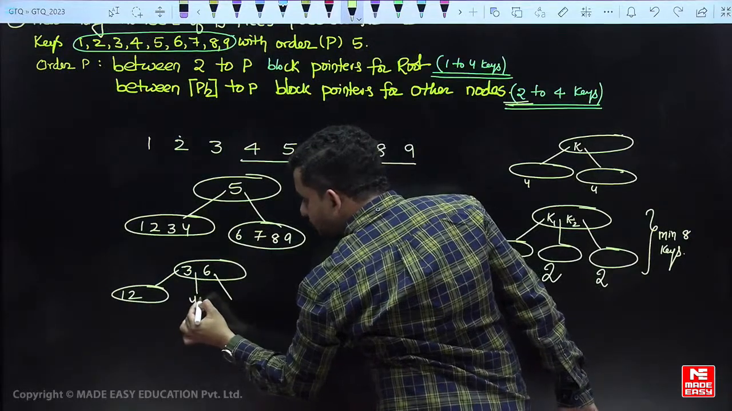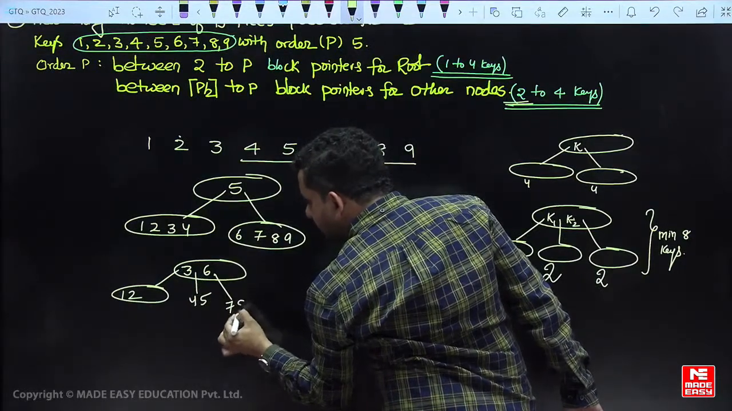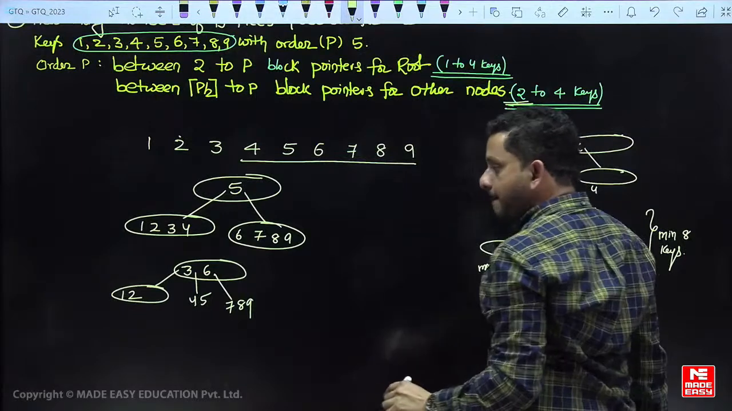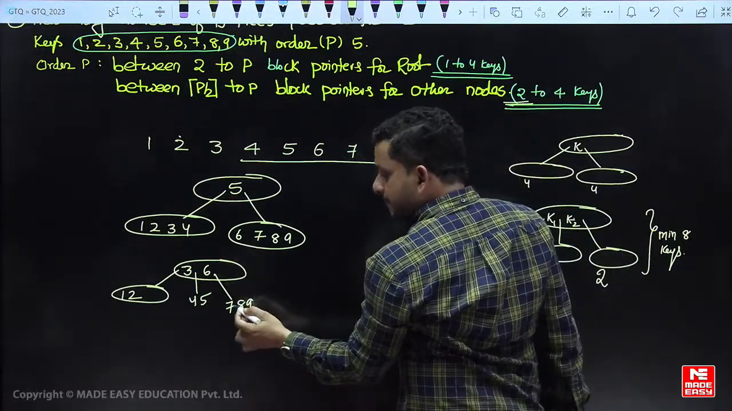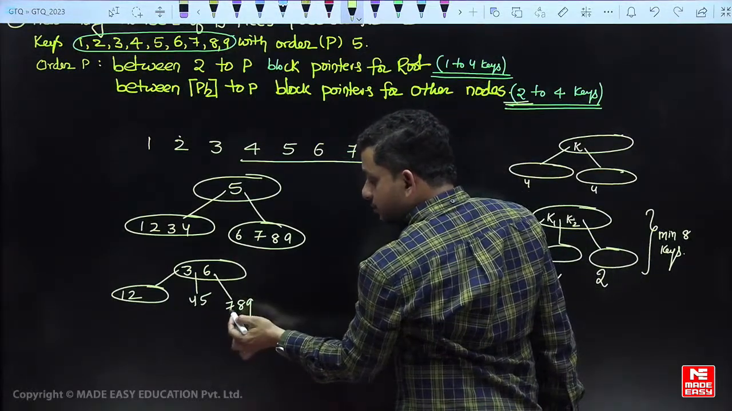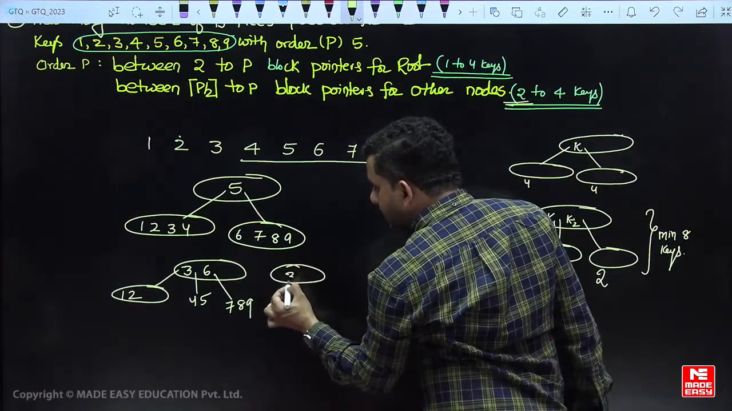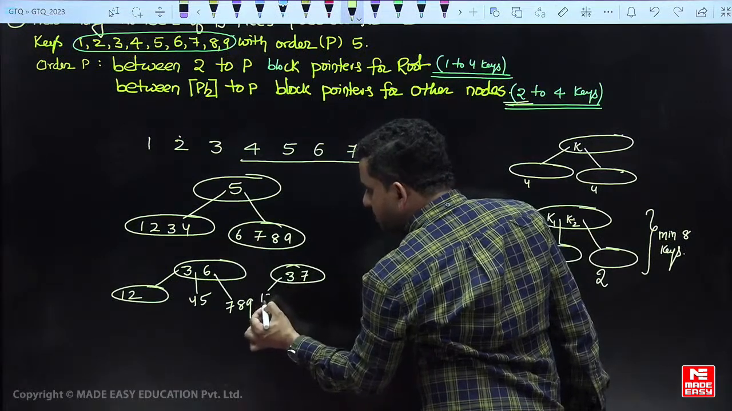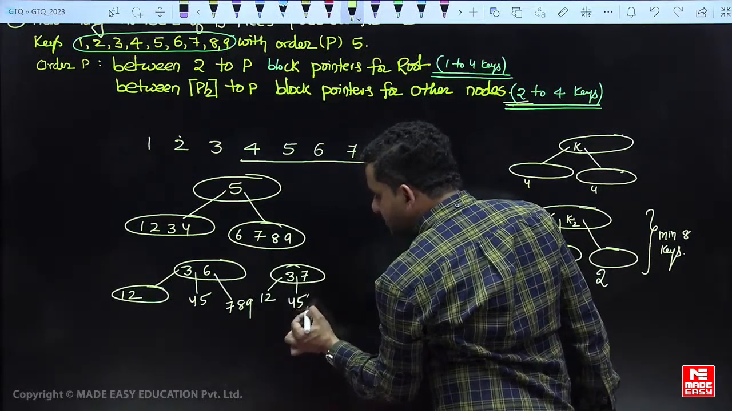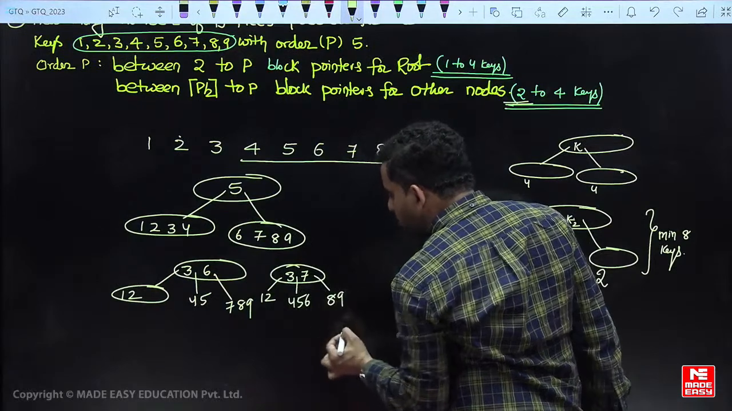6, then 4 5 is here and 7 8 9 here. Okay, not only one possibility. Instead of 6 we can take 7 as the root, so you can take 3 7 as the root, 2 keys 1 2 and 4 5 6 and 8 9 is also okay.